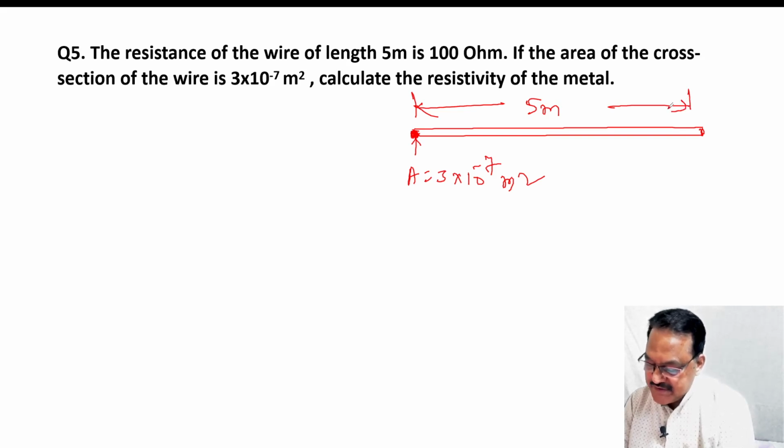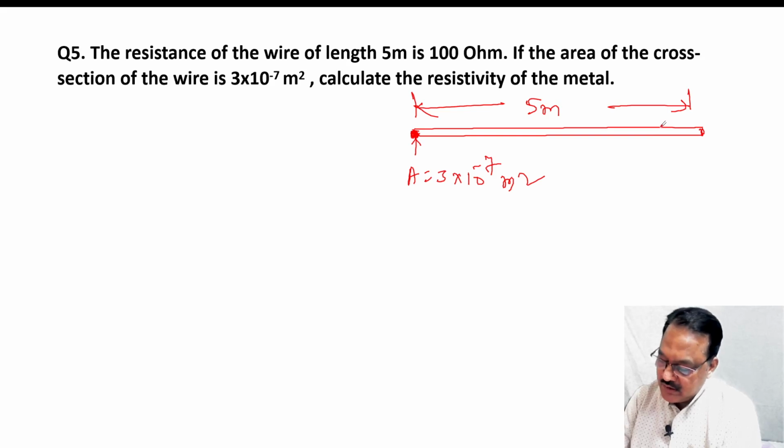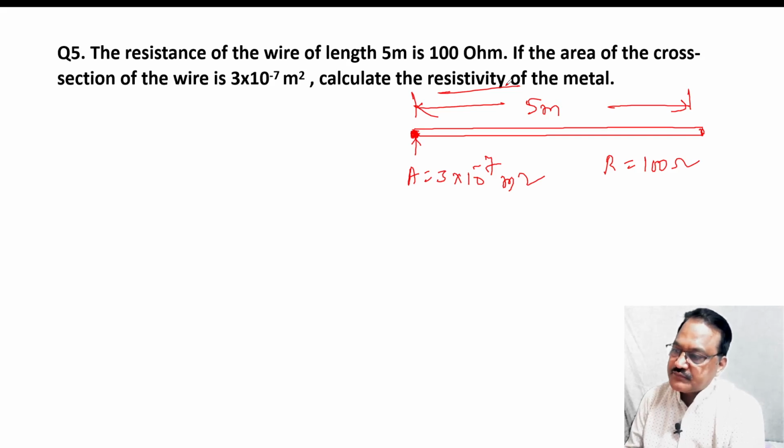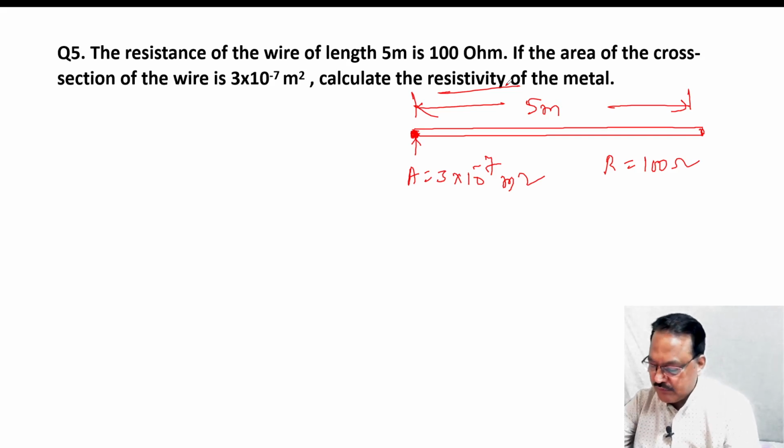Okay. And resistance is also given here. The resistance of this wire is how much? R is equal to 100 ohm. It is given. Resistivity is to be calculated here. So how to calculate the resistivity in this case?